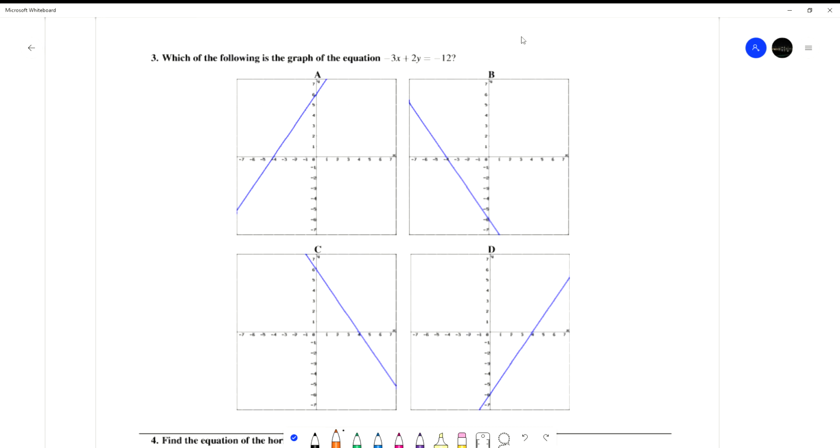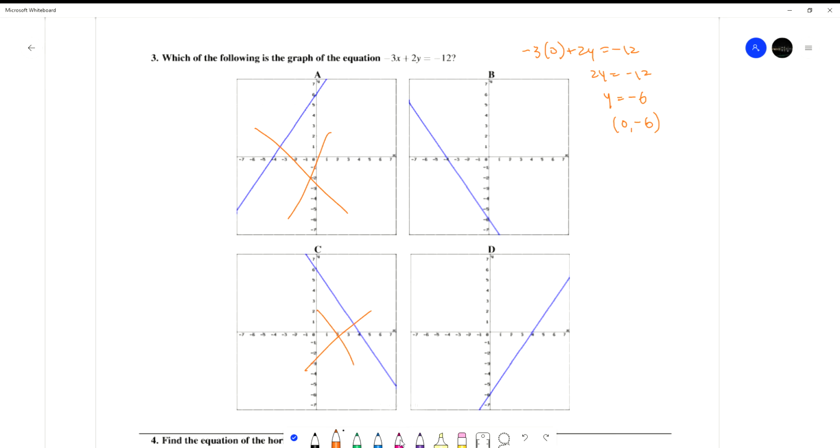All right, so I have to plug in 0 for x, right? So negative 3 times 0 plus 2y is equal to negative 12. So you're left with 2y is equal to negative 12. Divide by 2 and you get y is equal to negative 6. So your y-intercept is 0, negative 6. So right off the bat, I already know this one is incorrect, right? And this one is incorrect.